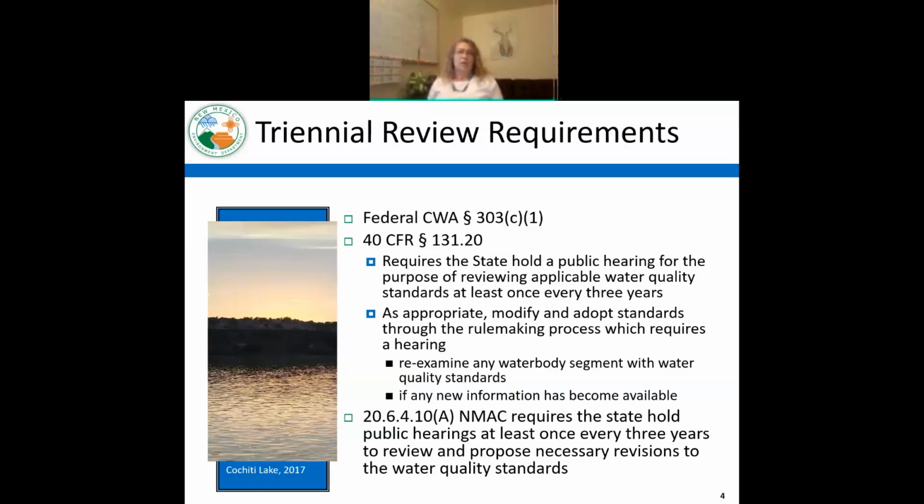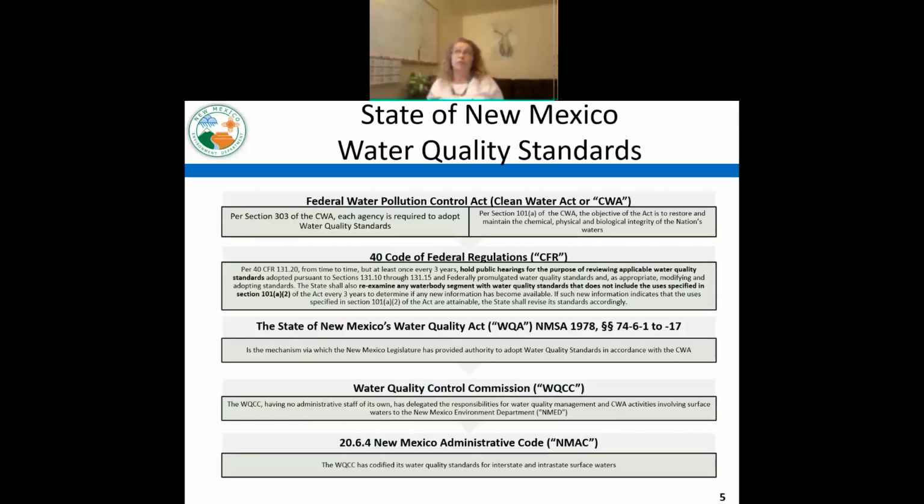So now that we have the underlying foundation as set up in the regulations, let's explore what the standards are and then how they get developed. So from the general citations presented in the previous slide, we can break this down further so that you can see some of the basic regulatory background that drives the water quality standard development process.